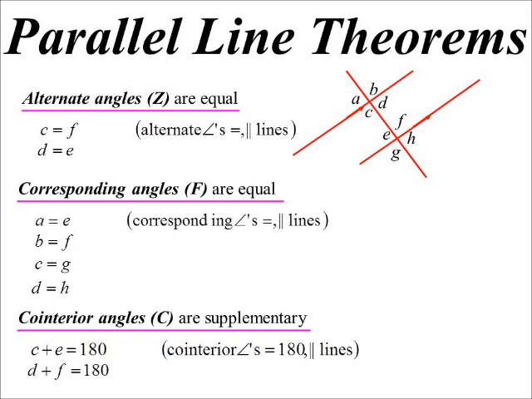Co-interior, again, co means the prefix co, together, interior, inside. So again, compare the two parallel lines. They are together on the inside of the parallel lines, as opposed to the alternating ones. So those are the ones that are together, co-interior.